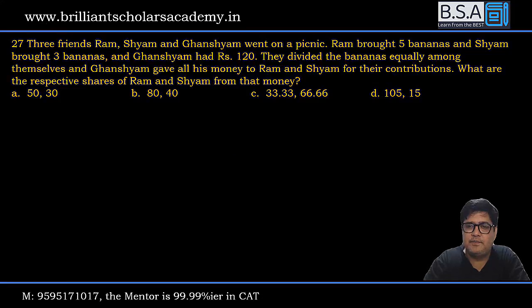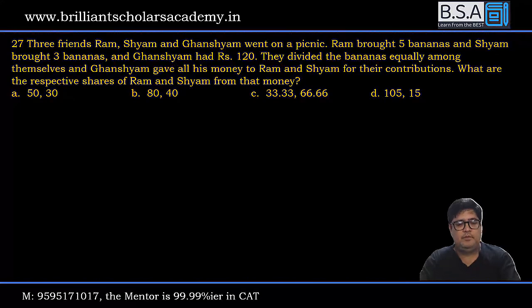Try this. Three friends, Ram, Sham, Ghanshyam, went on a picnic. Ram bought 5 bananas. Sham bought 3 bananas. Ghanshyam had rupees 120. They divided bananas equally among themselves. Ghanshyam gave all his money to Ram and Sham for their contributions. What are the respective shares of Ram and Sham in that money? Try. How do you approach this problem?